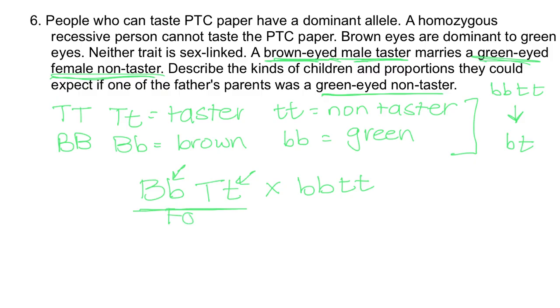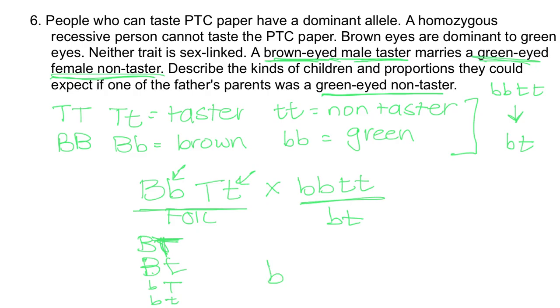You have to foil this one, right? Remember foiling? So the possible alleles, or the gametes, that you could get from this are: big B, big T, big B, little t, little b, big T, and little b, little t. So you have four different possible gametes from the dad, but the mom can only give this.